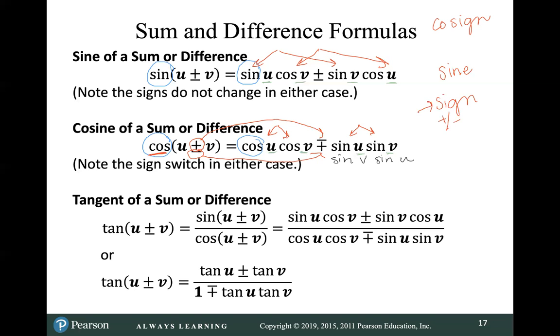For tangent, all we're doing is, tangent is sine divided by cosine. So we're taking the formula for sine of a sum or difference and dividing it by the formula for cosine of a sum or difference. But then we can use all of those proofs that we just saw, and we can try simplifying this left-hand side. And what we end up with is this nice version of tangent in terms of tangent.